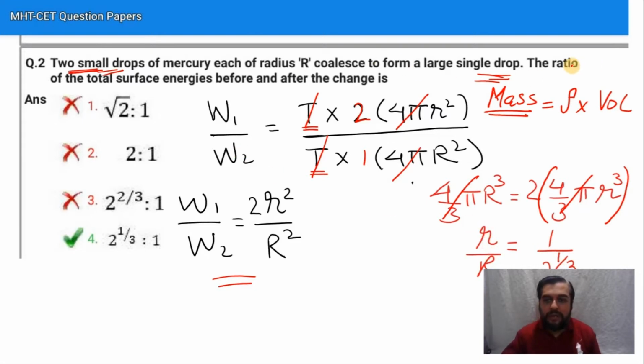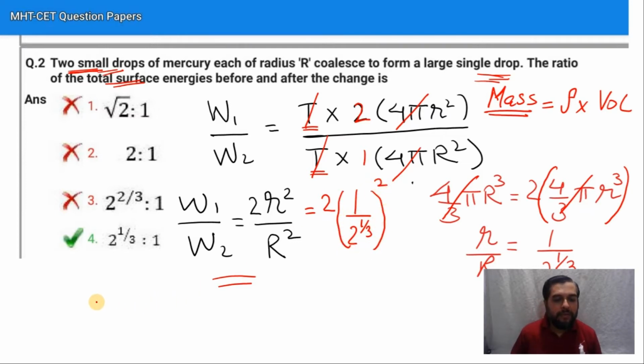Now this is small r upon capital R. What have we been asked? The ratio of the total surface energy, which we found out. We got stuck up to here. So here, in place of small r upon capital R the whole square, we'll substitute this value from here. So what I get is 2 into small r upon capital R the whole square. Small r upon capital R is 1 upon 2 raised to 1/3, so 1 upon 2 raised to 1/3 the whole square.